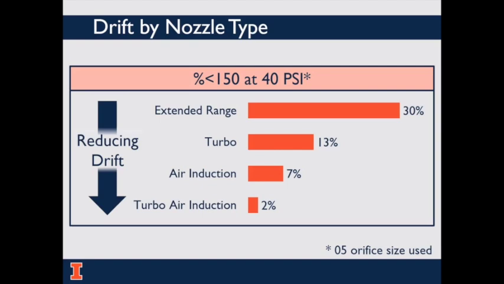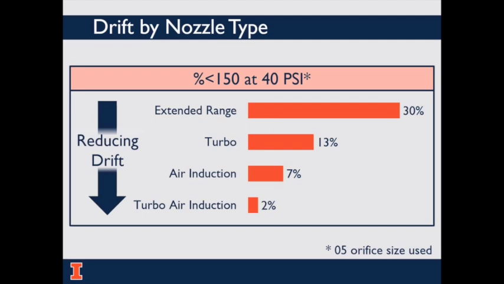The chart represents the percent less than 150 microns at 40 psi. So, the larger the number, the greater the risk of drift. For the extended range nozzle, nearly 1/3 of every gallon of spray is at high risk of drift. In comparison, turbo flat fan nozzles cut this down to 13%. Moving down to the turbo air induction nozzle that we just looked at, the risk of drift is cut down dramatically. In an ideal world, we would always use the nozzle with the lowest potential for drift.